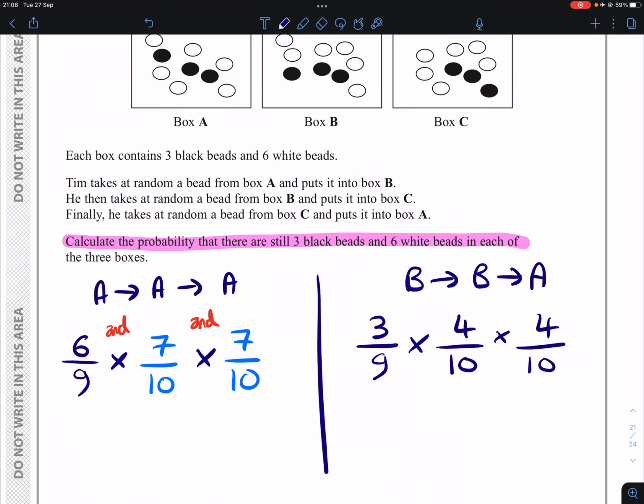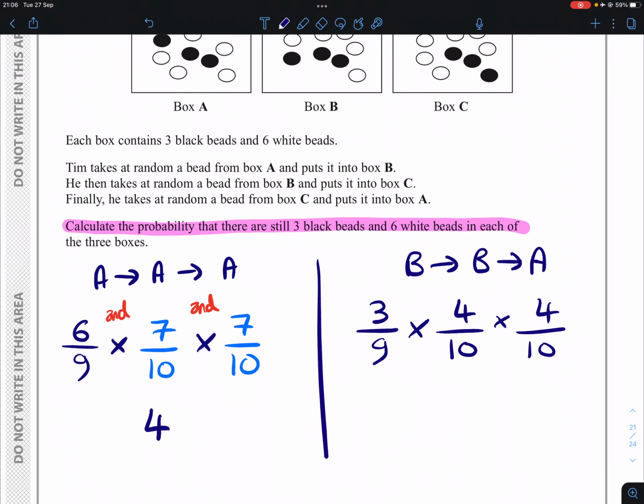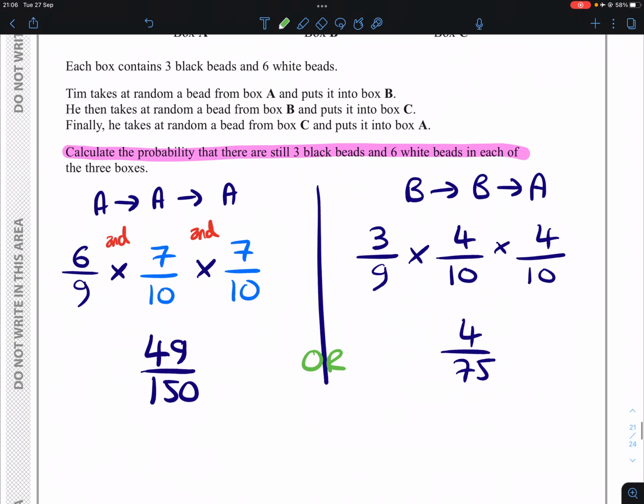You can simplify your fractions. You can type it in the calculator if you want in one go. We're going to end up with 49 150ths for this one. We're going to end up with 4 75ths for that one. We have either of these being an acceptable outcome for them ending up with the same number of whites and black beads in either one.